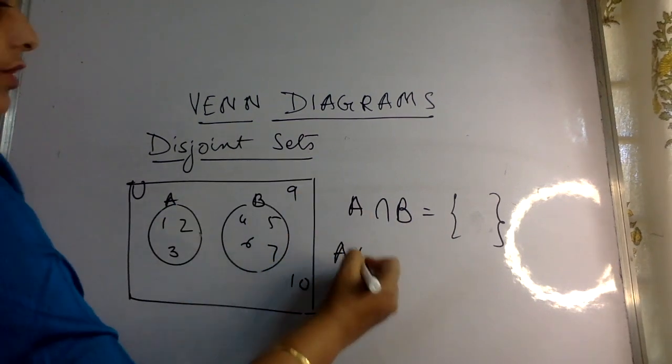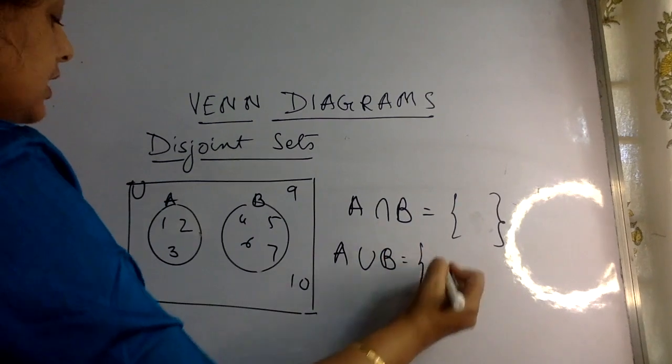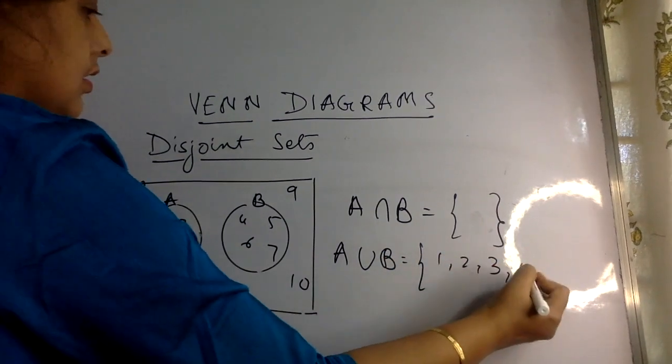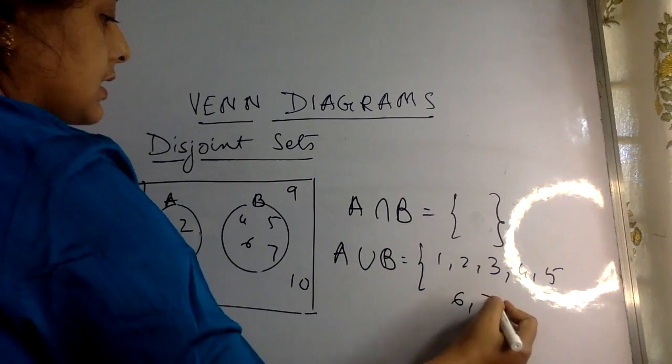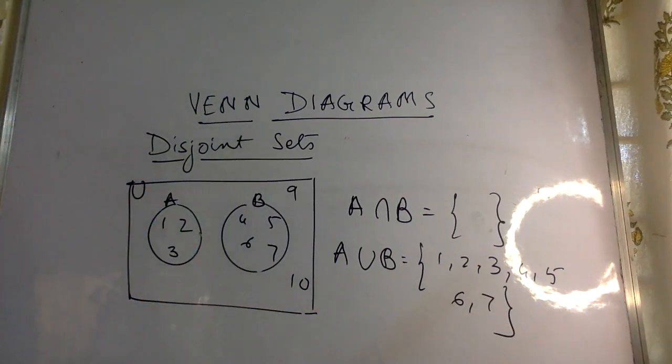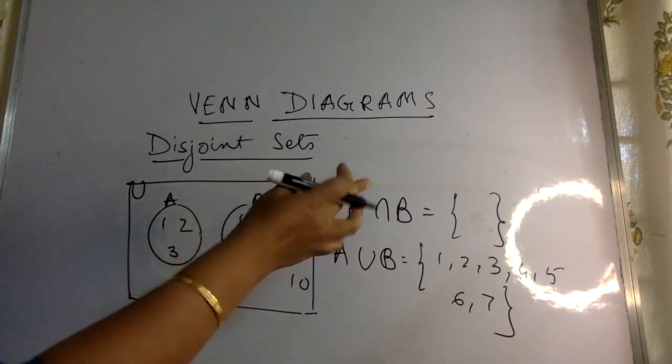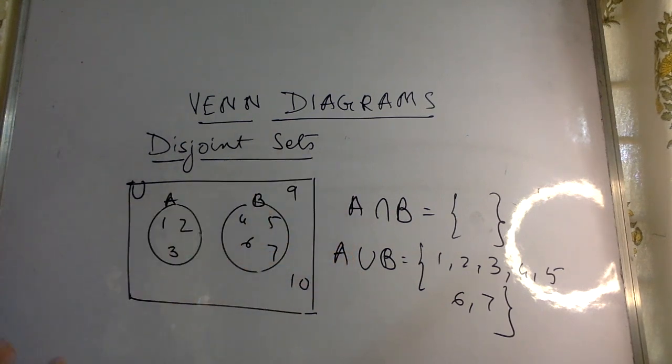Of course, you can write A union B. And now let's see what you get for A union B: 3, 4, 5, 6 and 7. So the A union B answer is the same, but for A intersection B, this time you get a null set. So that is what disjoint sets are.